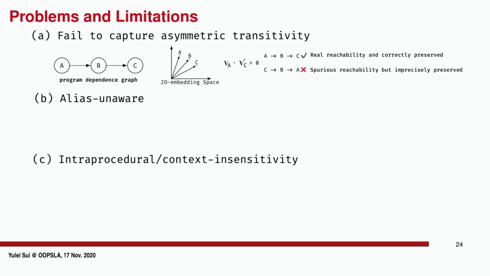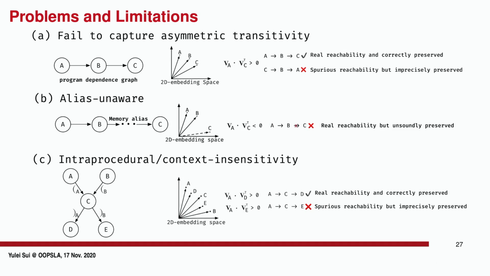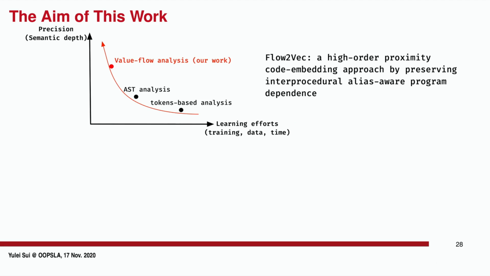Similarly, the existing approaches also fail to preserve and imprecisely embed structural information such as pointer aliases and interprocedural context sensitivity. For example, without preserving aliases, we may obtain incomplete reachability relations in the embedding space. Without considering calls and returns, the resulting embedding may contain spurious dependence relations. The goal of this work is to push the boundary of existing code embedding techniques to achieve more precise results with less learning effort by extracting and embedding deep structure information of code.